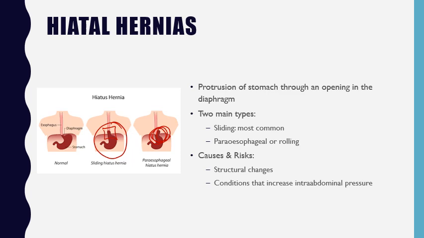Some causes and risks. We have structural changes from weakening of the muscles that occur with aging, especially in the diaphragm. There are certain conditions that increase intra-abdominal pressure, things like obesity, pregnancy, ascites, tumors, intense physical activity, or heavy lifting on a continual basis. I know lifters are very careful that they don't get hernias because it is very common.